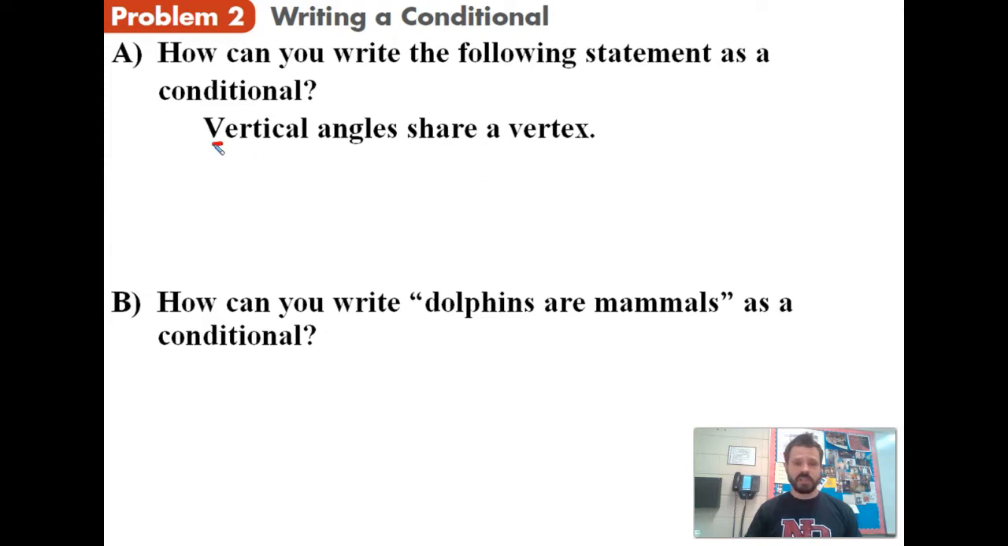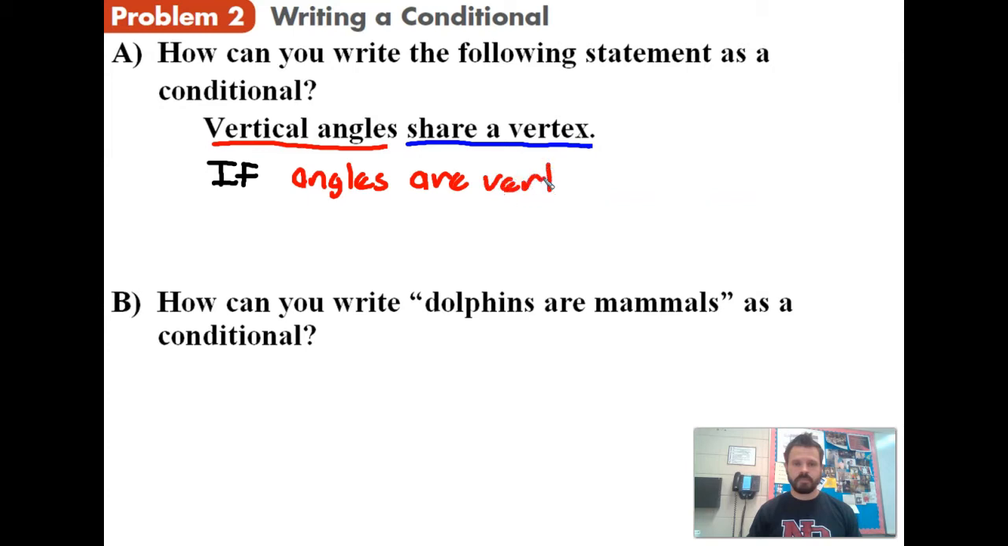I'm going to say I can break this sentence up into vertical angles, kind of the subject, and then the property, sharing a vertex. So the way I'd write this as a conditional is I'd say if angles are vertical angles, then we can just say they share a vertex.